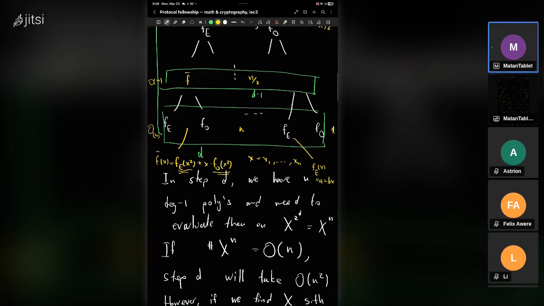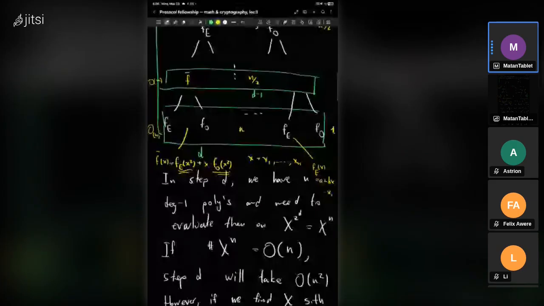Or actually 3, because I have x1. I need to multiply it by b, and then to add to the result, I need to add a. So this is 3 operations, and I have n polynomials like this. So this is 3n operations. This is O of n.